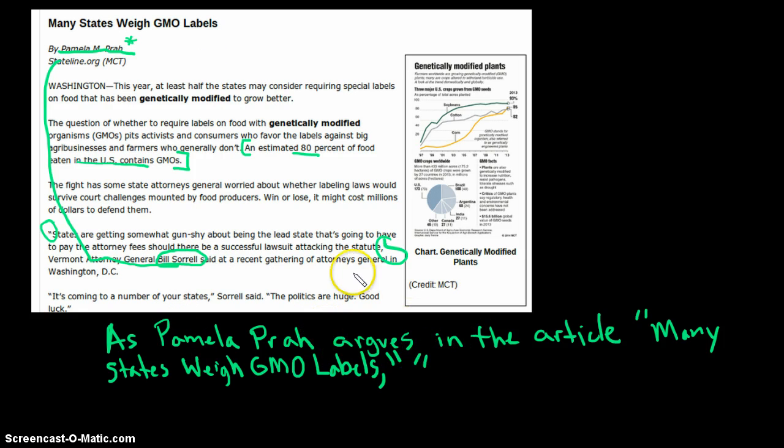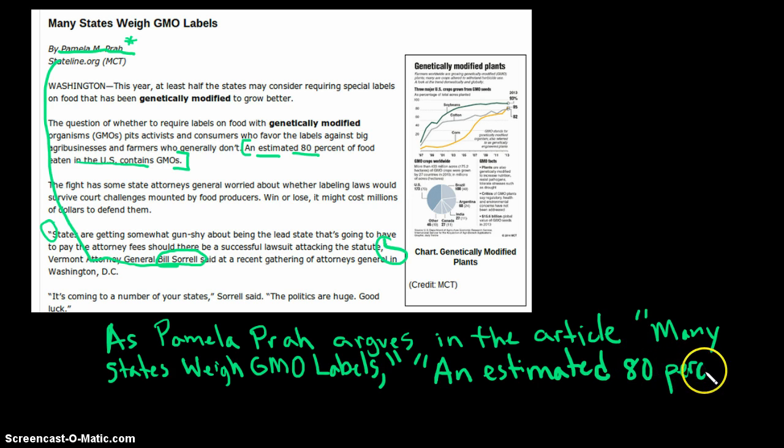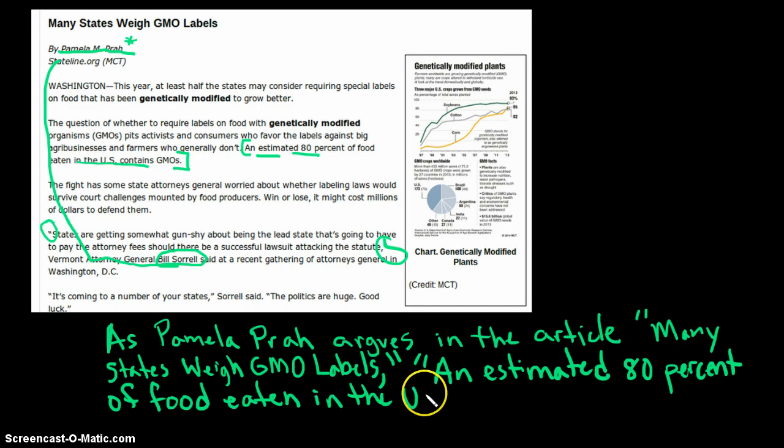So anyways, moving back to my main example, this is the piece I want to quote here, argues, and then I would just put her statement, an estimated 80% of food eaten in the U.S. contains GMOs. Period. Now we end this quote.